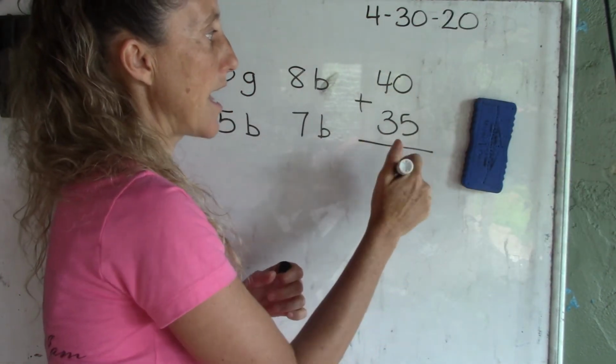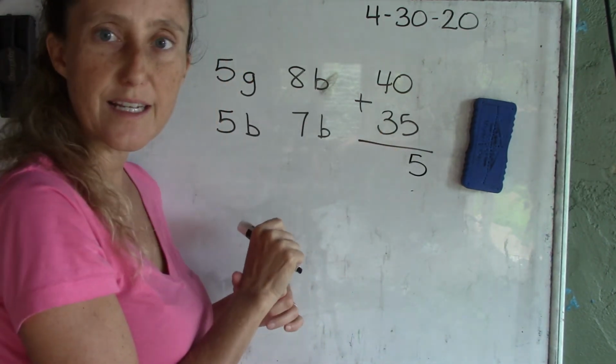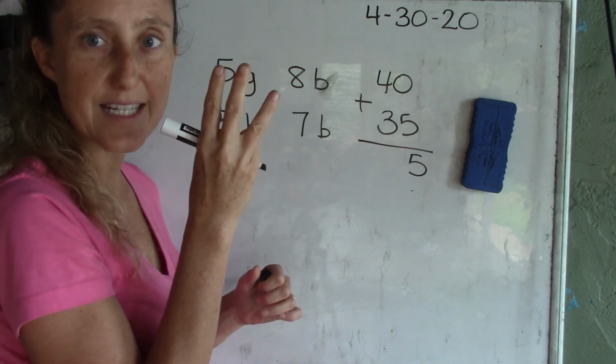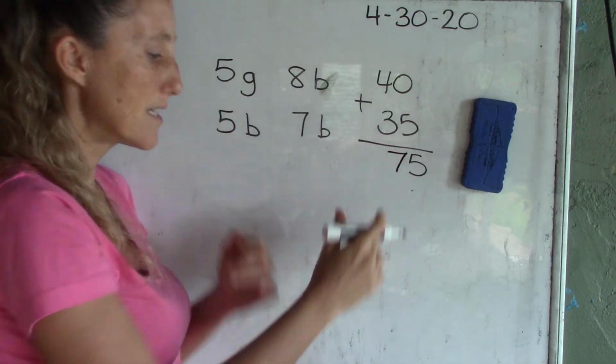What's 0 plus 5? 5. What's 4 plus 3? 7. So they'd be using together 75 books.